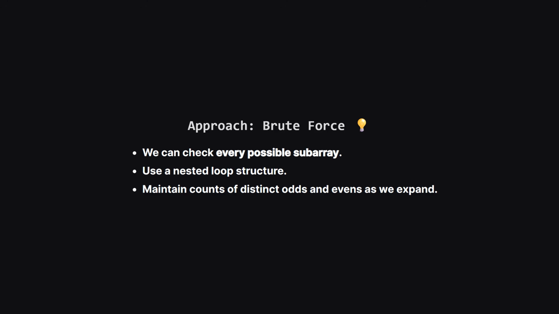Since this is subarray 1 and the constraints allow it, the most straightforward way is a brute force approach. The idea is simple. We just check every single possible subarray. We can use a nested loop, where the outer loop picks the starting point, and the inner loop expands the subarray to the right, one element at a time. As we add numbers, we keep track of how many distinct odds and evens we've seen so far.